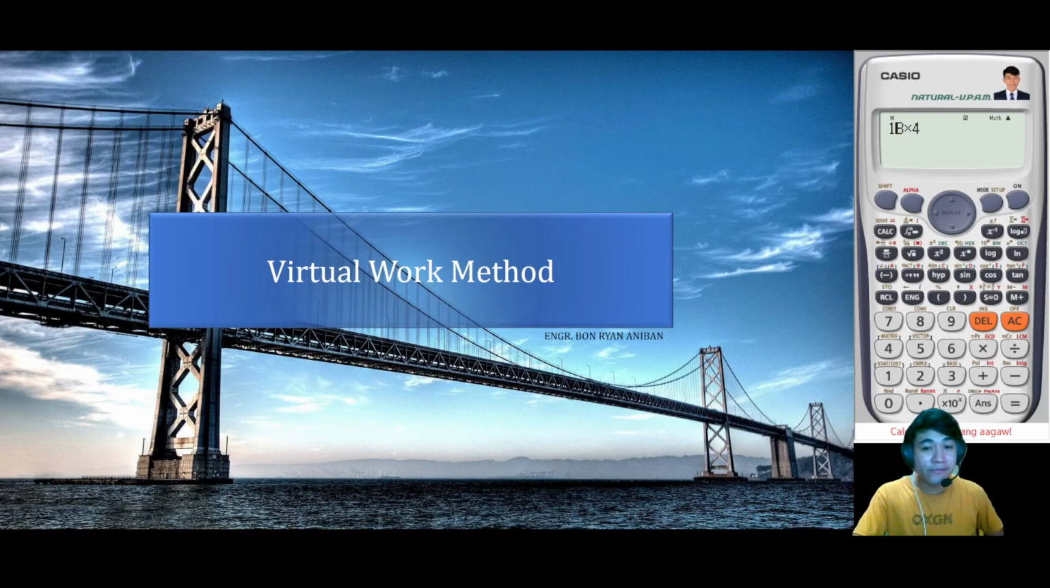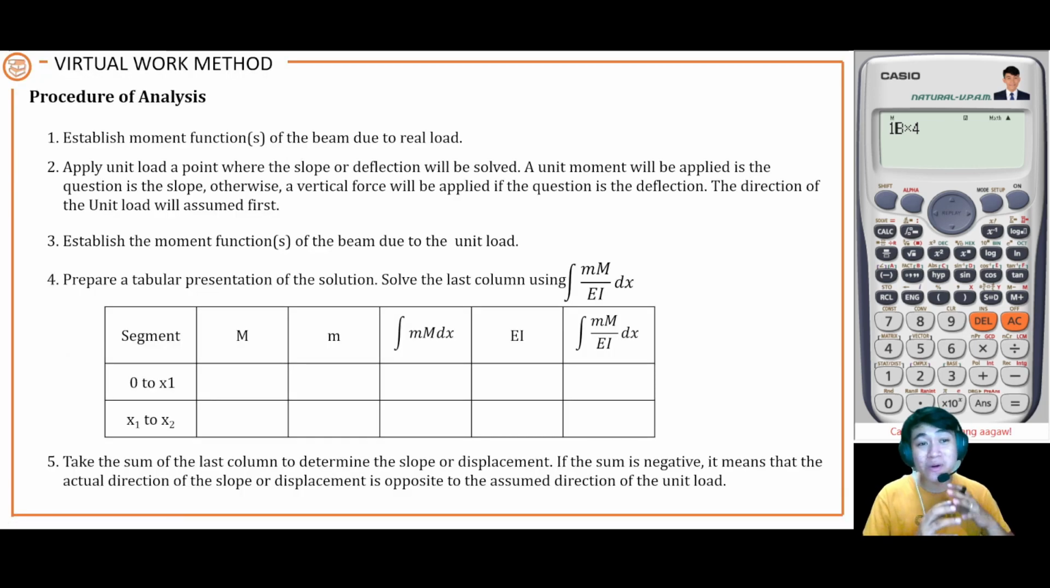Hello everyone, good day. Today we'll be discussing another method for calculating beam deflections and rotation, and that is the virtual work method. The virtual work method is also called the unit load method. Later on we will understand why it is called the unit load method. Anyway, these are the procedures for the virtual work method.